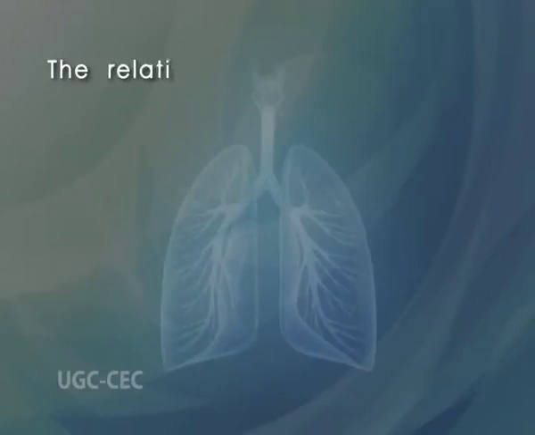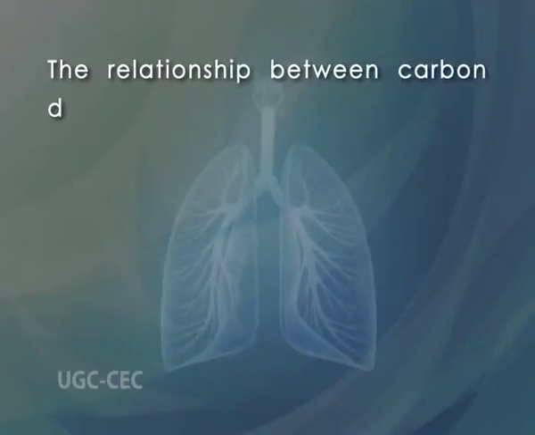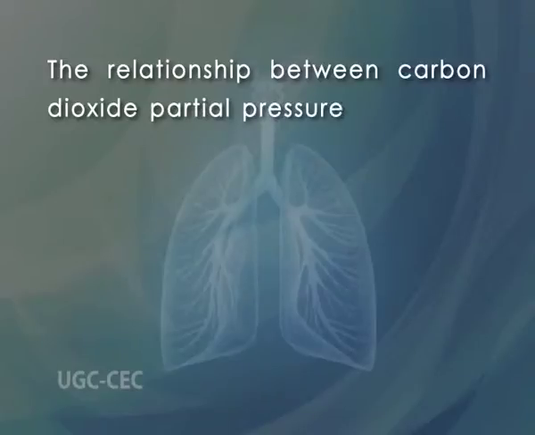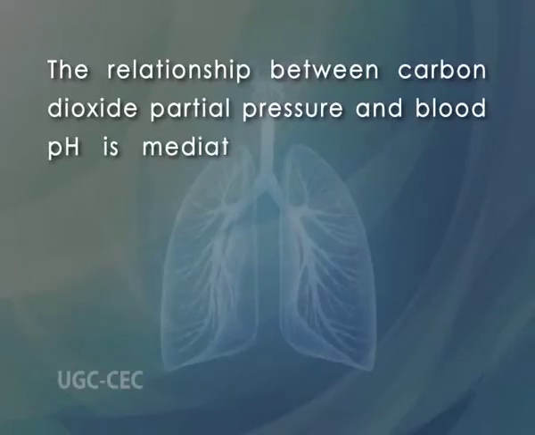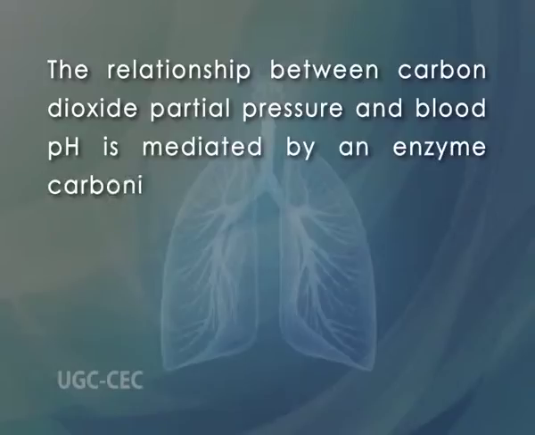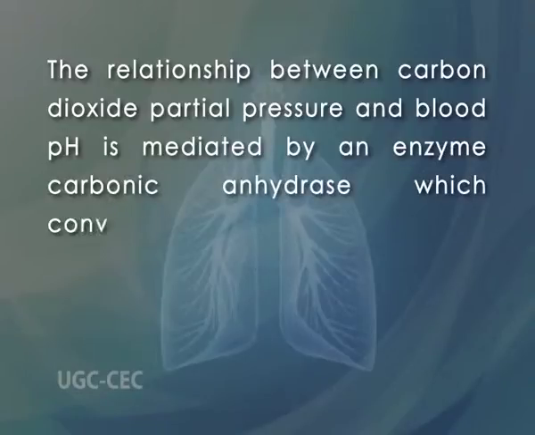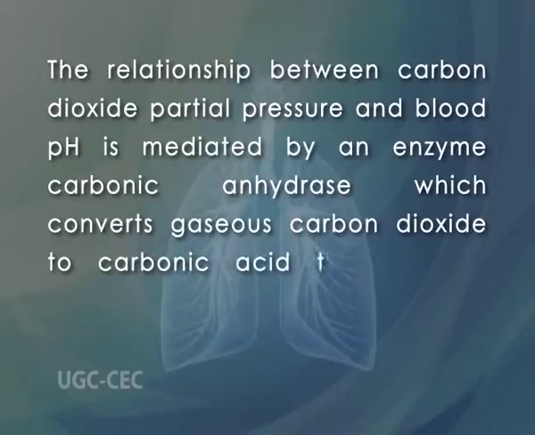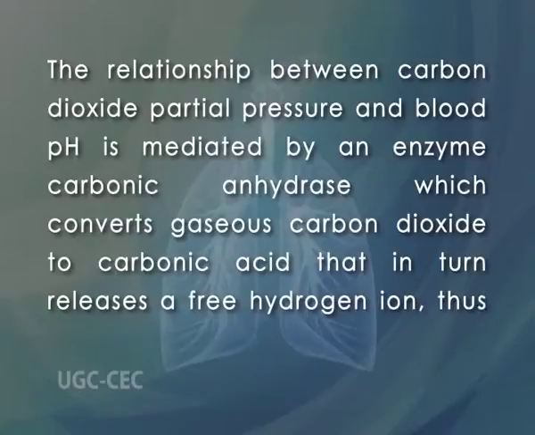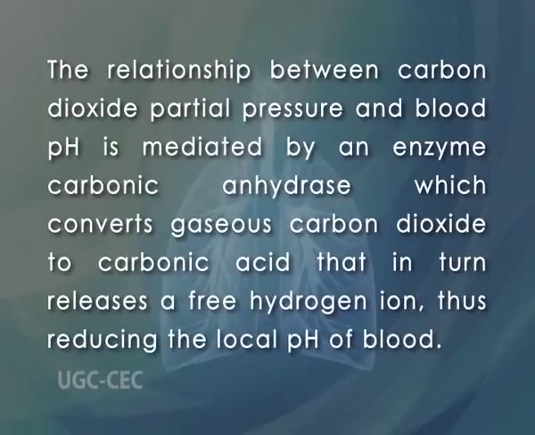The relationship between carbon dioxide partial pressure and blood pH is mediated by an enzyme, carbonic anhydrase, which converts gaseous carbon dioxide to carbonic acid that in turn releases a free hydrogen ion, thus reducing the local pH of blood.